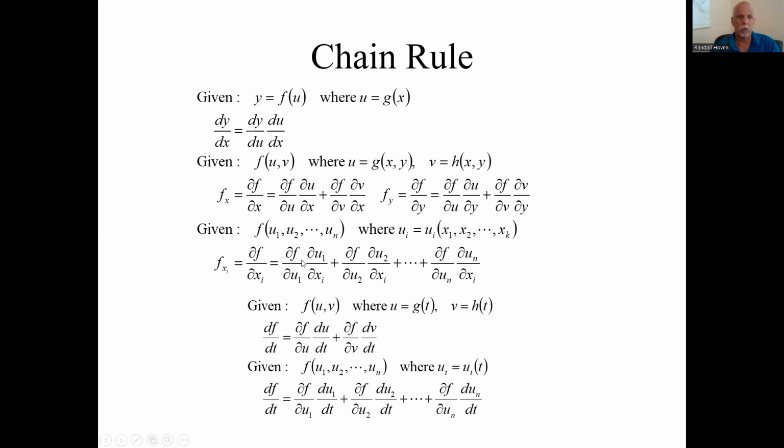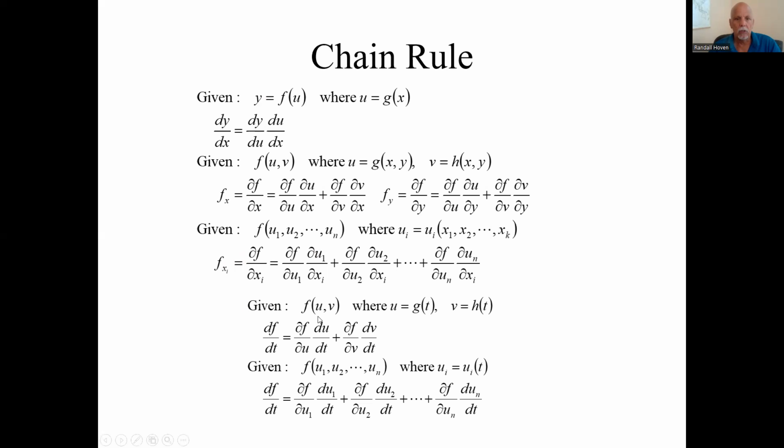These n terms: partial of f with respect to the first u times partial of that u with respect to x_i. Each u is a function of the x. You're taking the overall derivative with respect to x_i. Sorry, I'm not explaining this glibly. You're probably used to it.